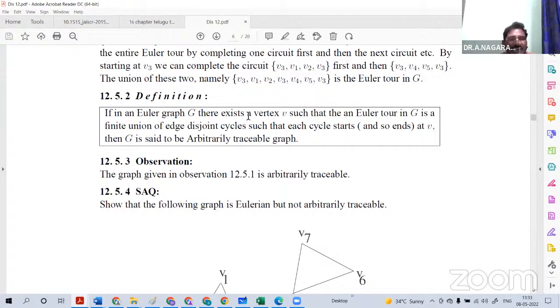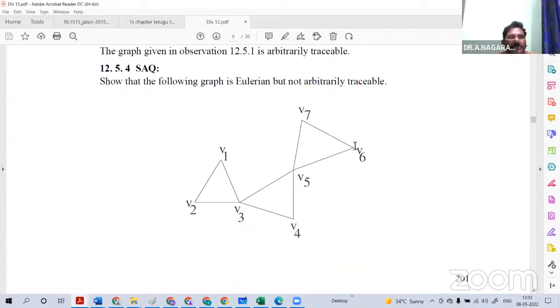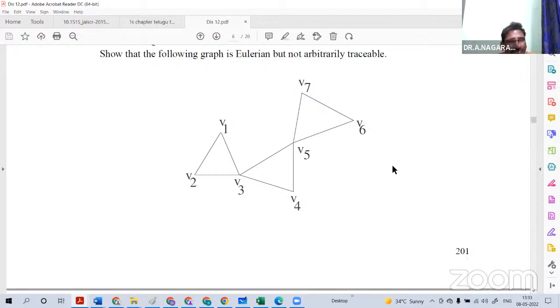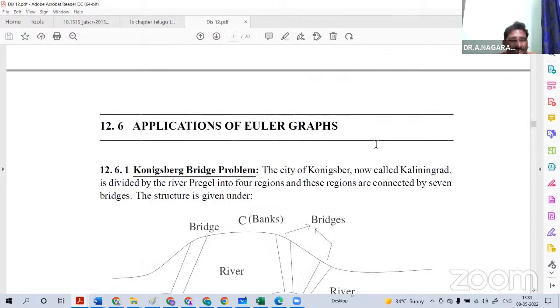Now, for a Euler graph G, there exists a vertex V such that the Euler tour is in G. G is a finite union of edge-disjoint cycles such that each cycle starts and ends at the same vertex. Therefore, G is an arbitrary cycle. We can say that. Next, coming to this observation of the graph: this is a Euler graph only, but vertices are repeated. It is not arbitrarily traceable. Therefore it is a Euler graph only, but it is a Euler trail also.